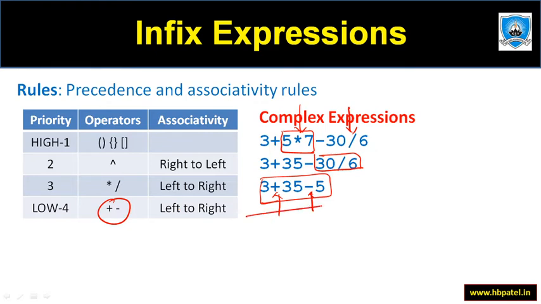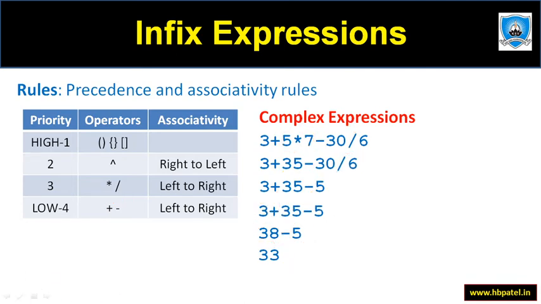Left to right means we'll be doing first plus and then minus. So in that case 3 plus 35 is 38, minus 5, so the answer will be 33. So this is how the expression is evaluated.